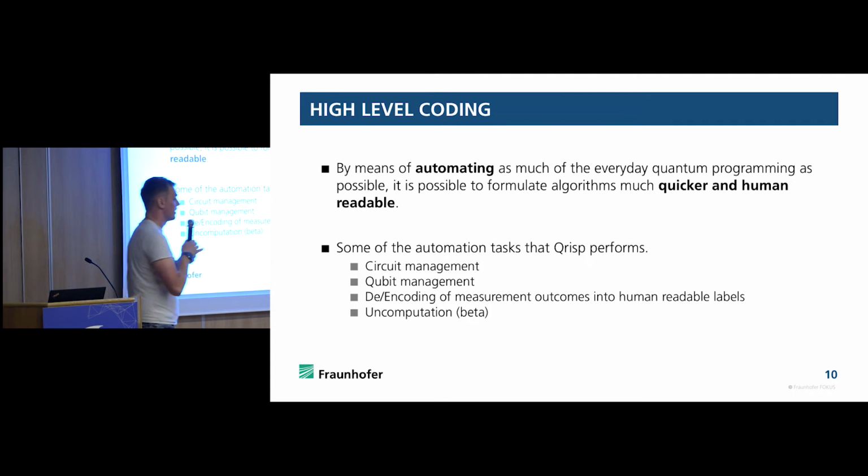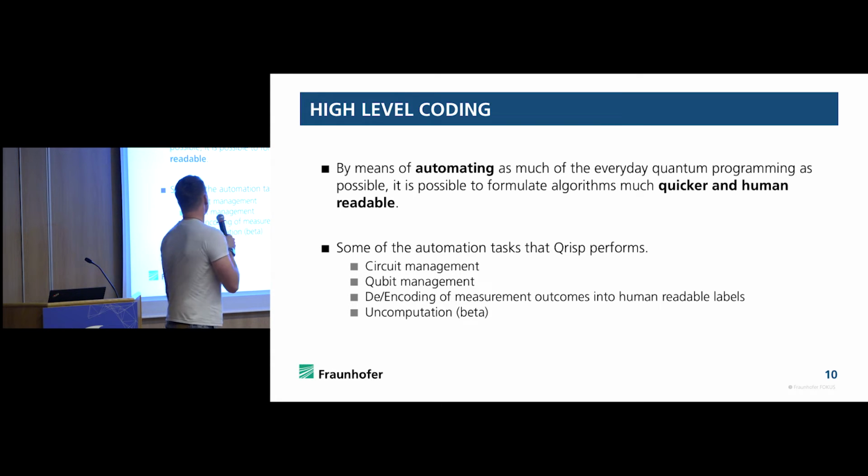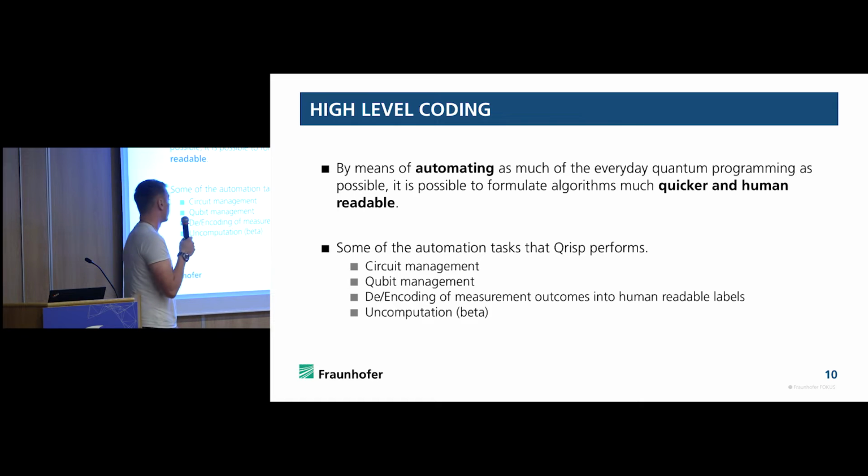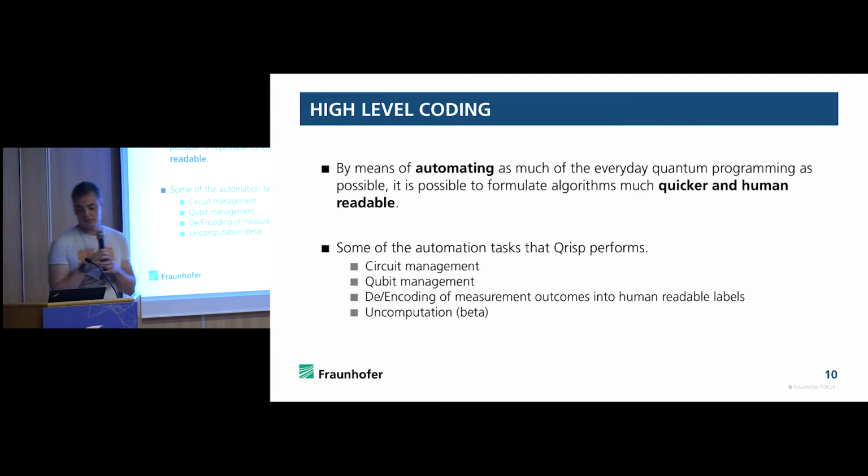So how can we actually achieve really high-level coding? We do this by automating as much of quantum programming as possible, and this allows us to formulate our algorithms much quicker and human-readable. Some of the automation tasks that Qrisp performs are automated circuit management and automated qubit management. We decode the measurement outcomes into human-readable labels. And we have an uncomputation model, however, that is not really finished as of right now.